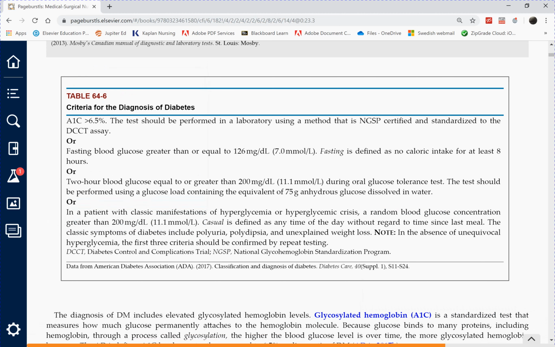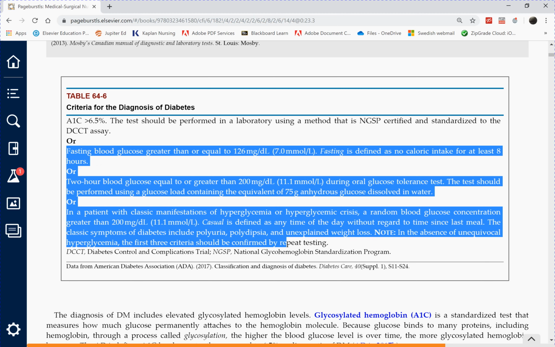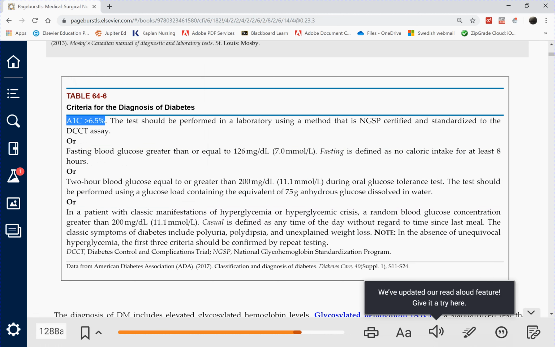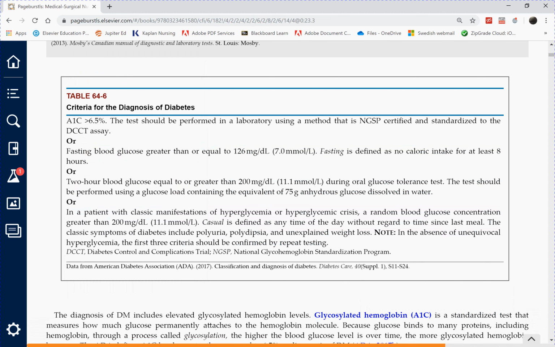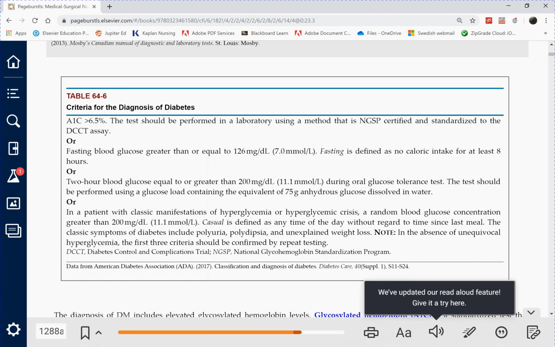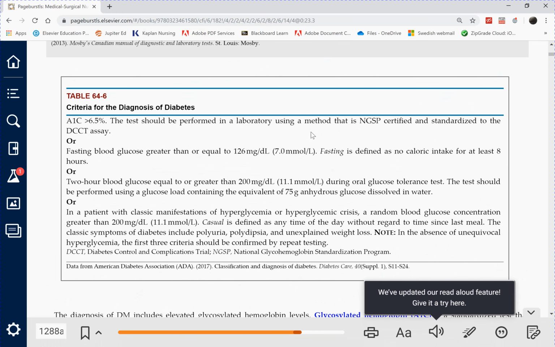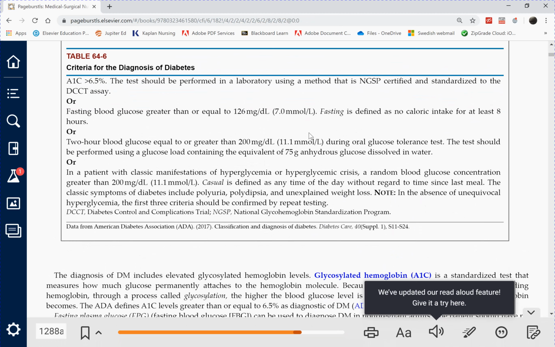But again, this is not the most reliable, meaning the doctor may still order these, but in order to make a diagnosis it must be supported by the A1C. A1C remains the most reliable test. Again, this is the standardized test for diabetes. It's done both to diagnose diabetes and also to monitor their compliance or response to treatment.